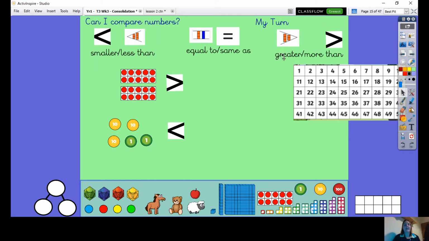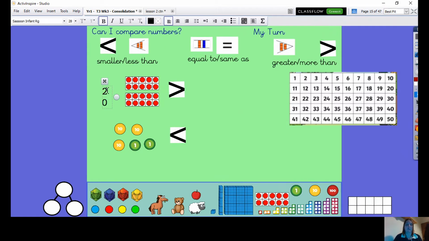Okay, so let's have a little look at this problem. Here we've got a symbol. First of all, I need to work out what this number is. So we know what 2 tens are. 2 tens are, and I hear you all calling out, 20. Fantastic. So 20 is greater than, or more than, what? Now I need to put a number on this side that 20 is bigger than. So 20 is bigger than what?